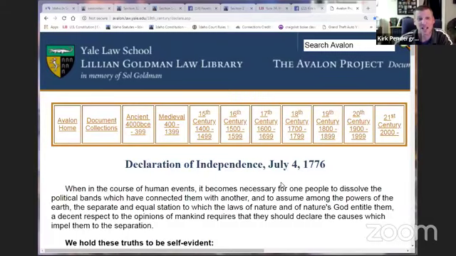All right, do some screen share here. My favorite site here, avalon.law.yale.edu. So this is from Yale Law School, right? It's supposed to be one of the fancy ones.